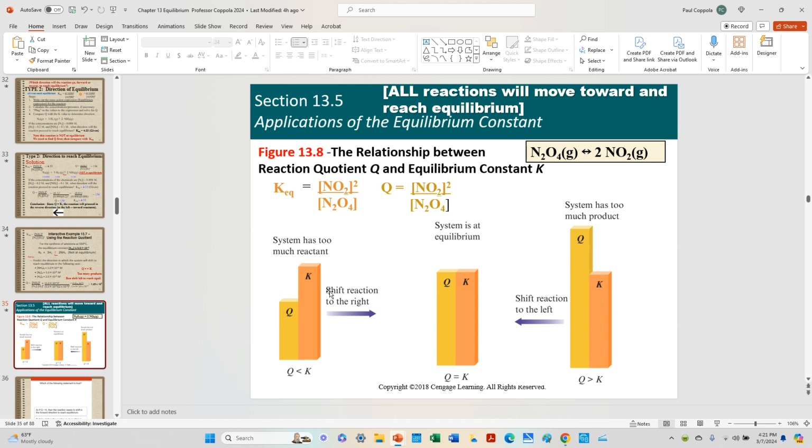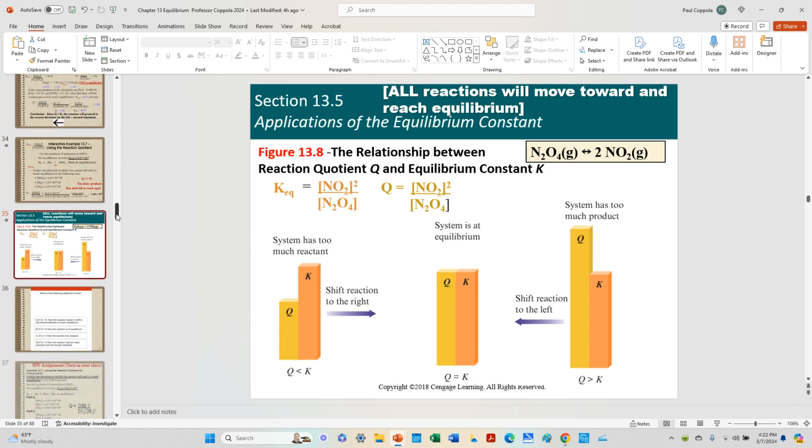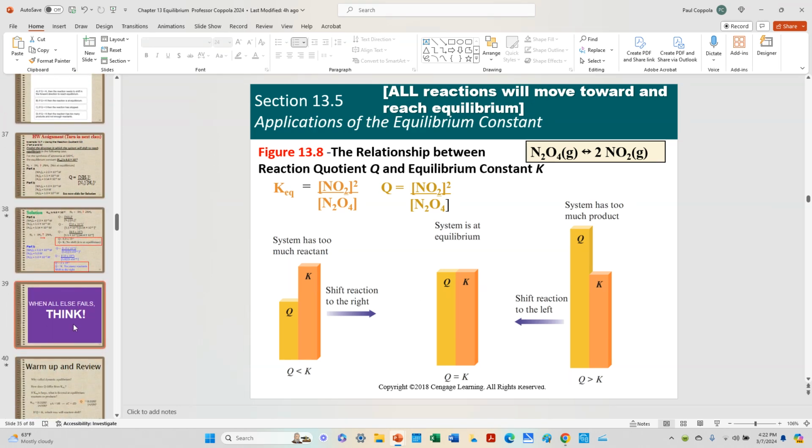So if K is bigger than Q, then it's going to shift to the right. If Q is bigger, as we just saw, it's going to shift to the left. And if Q is equal to K, that means it's at equilibrium. Okay. Alrighty.